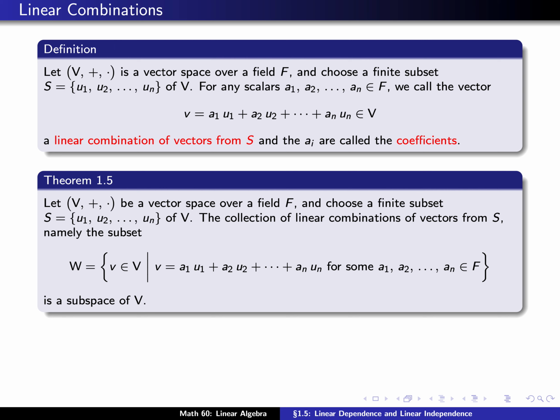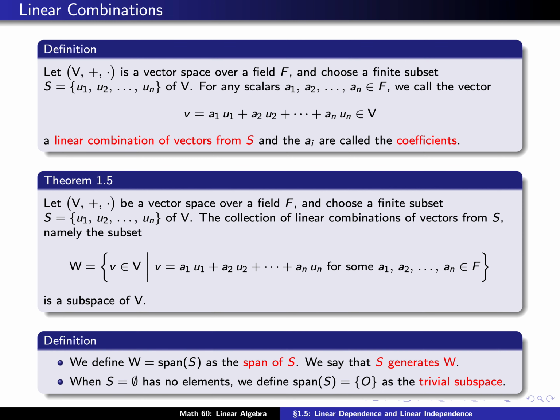If we take all of these linear combinations and put them together into one big collection, which we'll call W, it turns out that this is a subspace of V. Given our finite set S, we'll call this set W the span of S, or we'll say that S generates W. If S is the empty set, that is, it contains no elements, we define the span of S to be the trivial subspace.